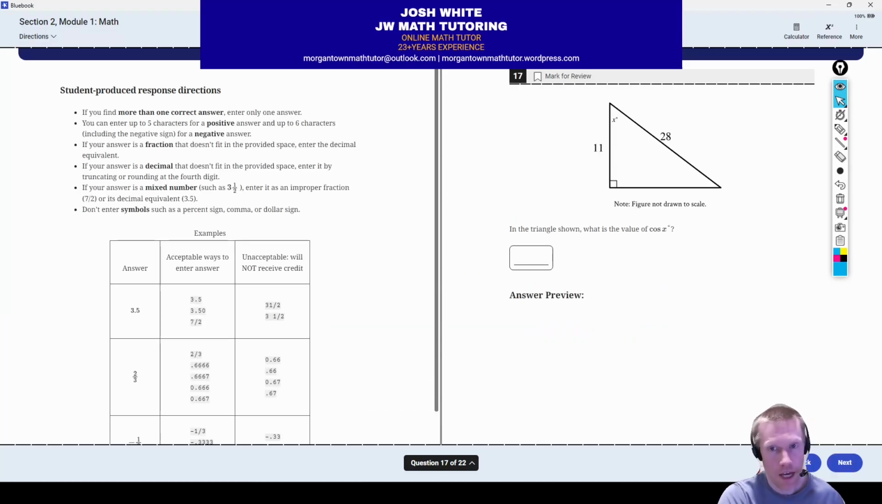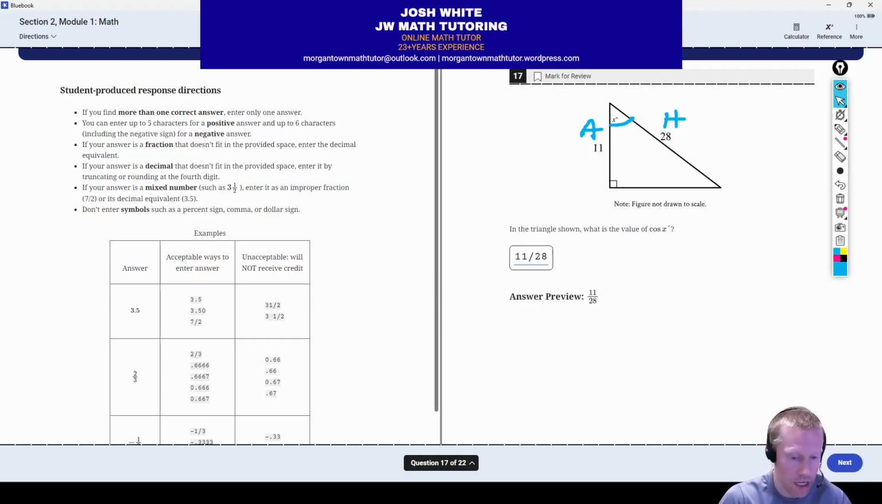All right, next up, we have question number 17. For this one, they want to know what is the value of cosine x. This question is actually not very difficult at all, because for this angle right here, the cosine is just equal to the adjacent side over the hypotenuse. So this answer is just 11 over 28, and that's it. You don't have to find any other angles or any other side lengths or anything else just to calculate this.